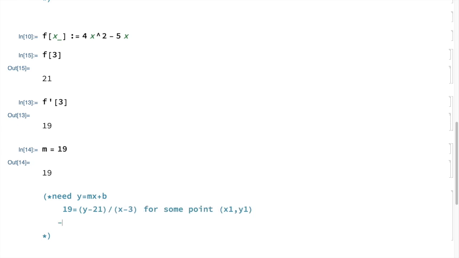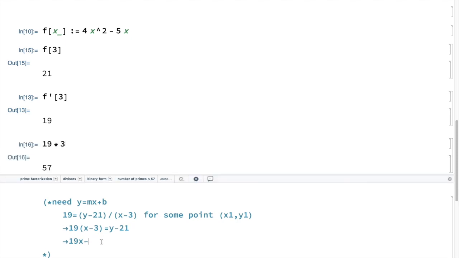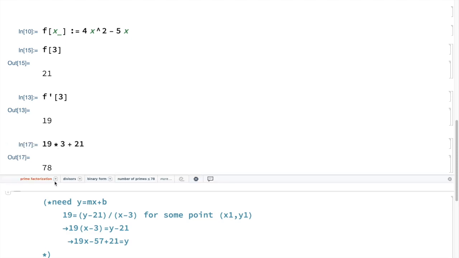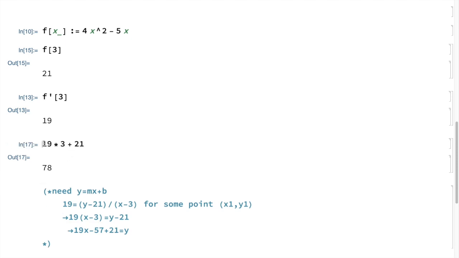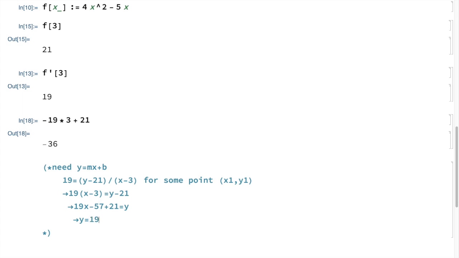Okay. Now let's cross multiply. So I'll have 19 times x minus 3 is equal to y minus 21. And if I distribute this 19 right here, I'm going to get 19x minus, what's 19 times 3, which is 57. And then I might as well add the 21 to it right now. So, oops, this should be a minus in front of that. Yeah, so minus 36. So my final answer is just going to be y is equal to 19x minus 36.